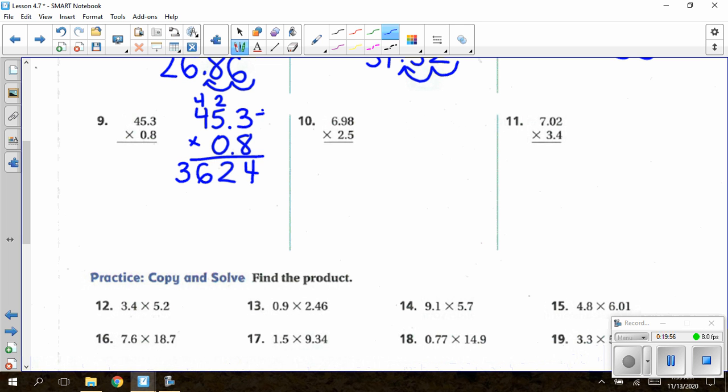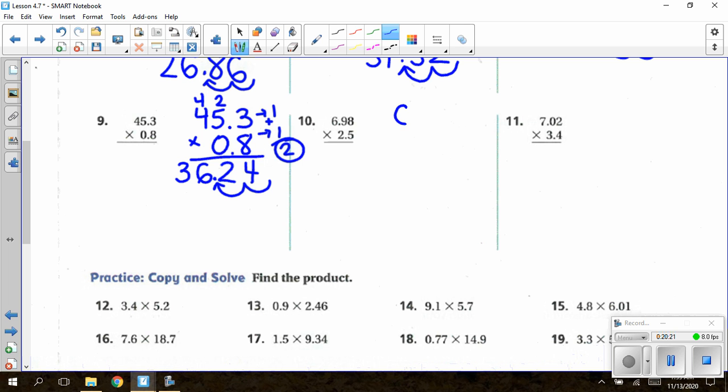So my top factor has 1 digit behind the decimal. My bottom factor has 1 digit behind my decimal. Add the place values together to get a total of 2 decimal place values for my final answer. So 2 to the left from the end of the number places my decimal in between the 6 and the 2 for 36 and 24 hundredths.